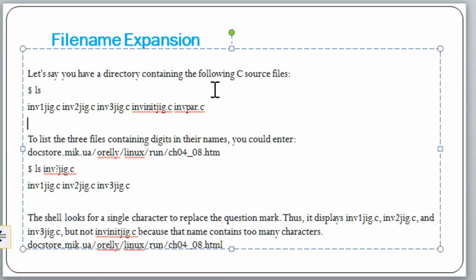To list the three files containing the digits in the names, we could enter ls inventory, then put the question mark in the middle of it, and then j.c. It's going to list all the ones that have 1, 2, and 3 here, just like we saw up here. It lists these three, but doesn't list these two because they didn't have numbers in the middle. So the shell is looking for a single character to replace the question mark. Thus it displayed 1, 2, and 3, but not the ones without the numbers in the middle.